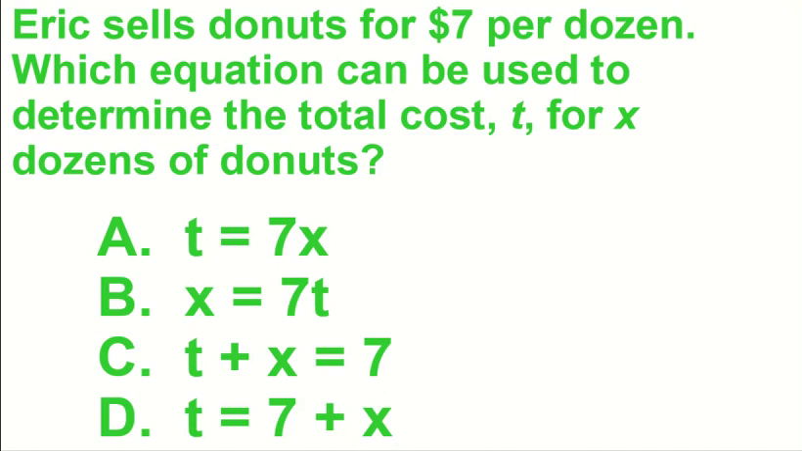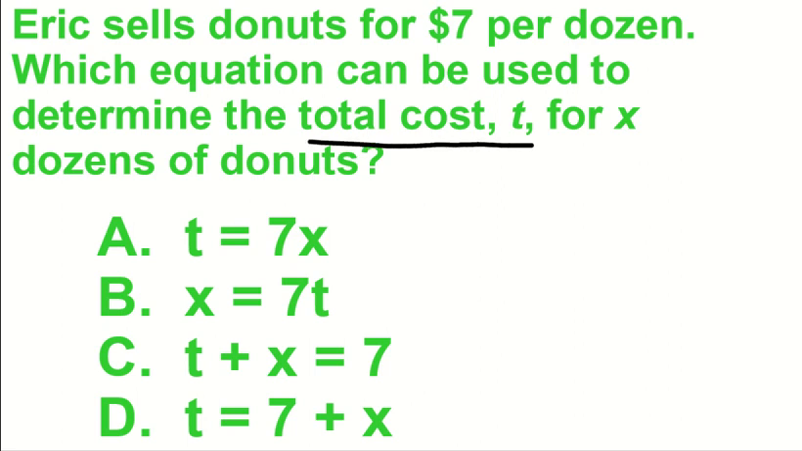All right, Eric sells donuts for $7 per dozen. Which equation can be used to determine the total cost T for x dozens of donuts? Good news with these is they do typically almost have to be multiple choice. They do have a couple of those where you can click the things and kind of drop down and pick. But Ford? A? A is correct. That was a bad throw. So A is correct.